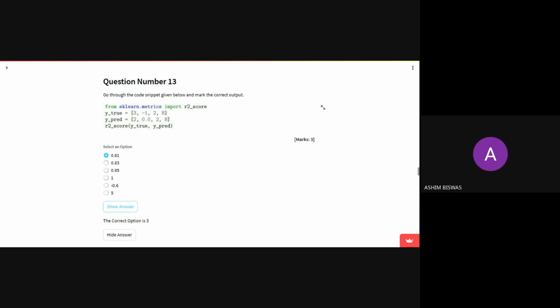Actually, y true and y pred difference is 2. 3 minus 1 square and 1 minus 0 square. These two are 0. So 1 square plus 1 square, it will be 2. Then 1 minus 2 divided by the summation of y true, so it is 12. Is it 12? Yeah.